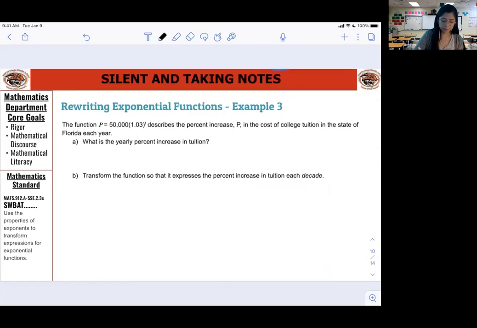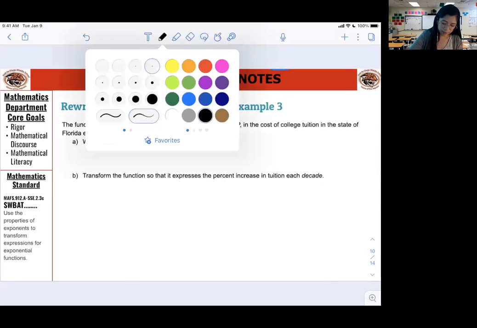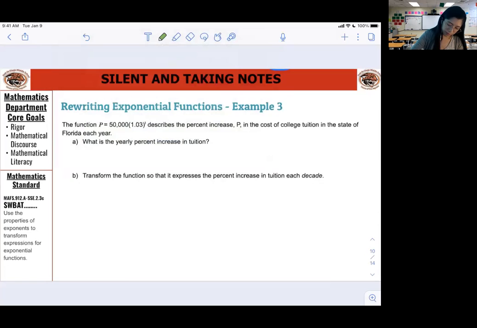Yearly percent. 3%. Good. How'd you get that again? Since I looked at the growth rate, and since it's addition, I just took away the one from the... I know it's a lot of words. You took the one from the decimal, and then it gave me 0.03, and then 0.03 in percent is 3%. Good. 3%. So the tuition in Florida increases by 3% each year.